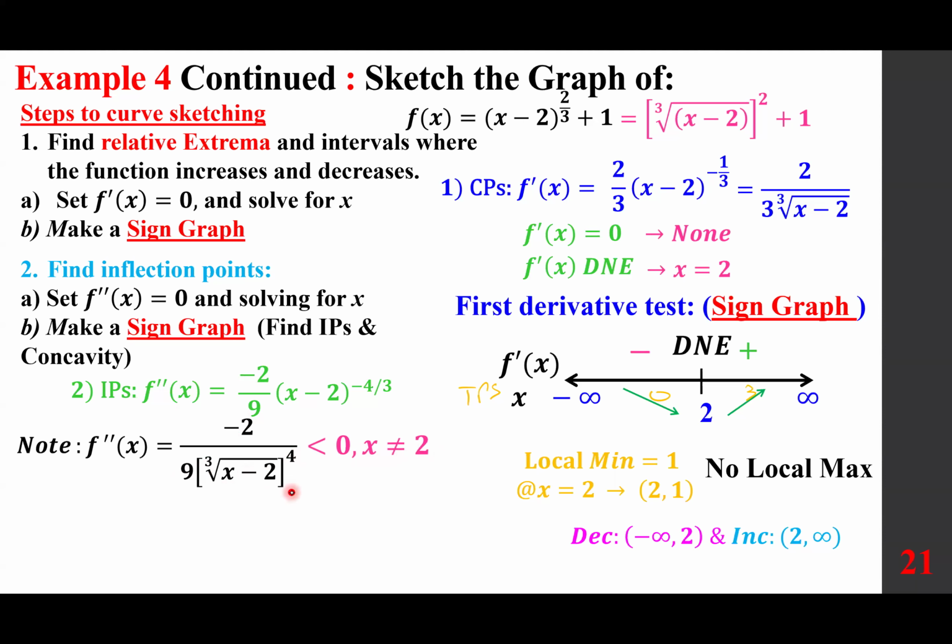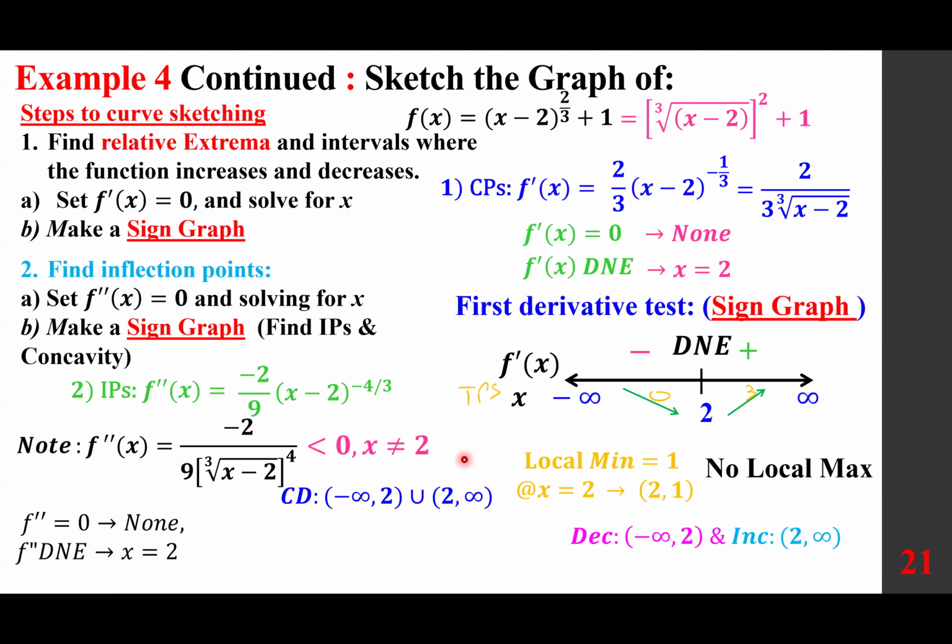Well, if this is always less than 0, it's always concave down, except at 2. So we write down it's CD, concave down from negative infinity to 2, union 2 to infinity. So you don't need to do a sign graph, but for some reason you don't recognize this, you may do a sign graph.